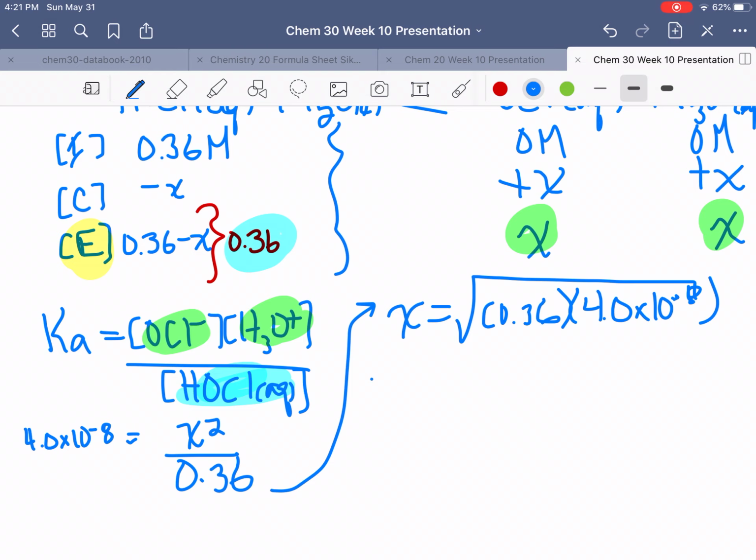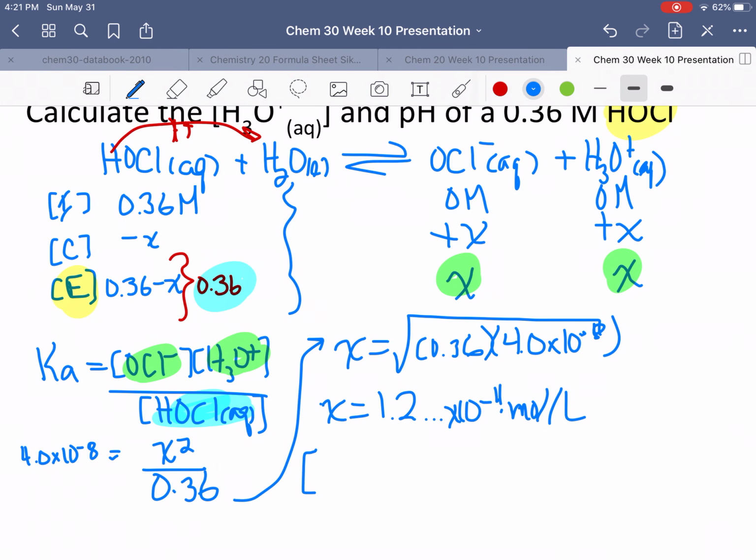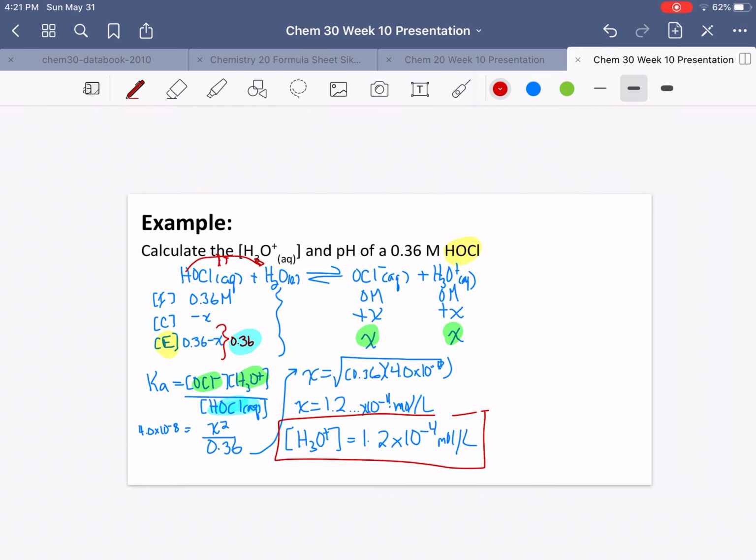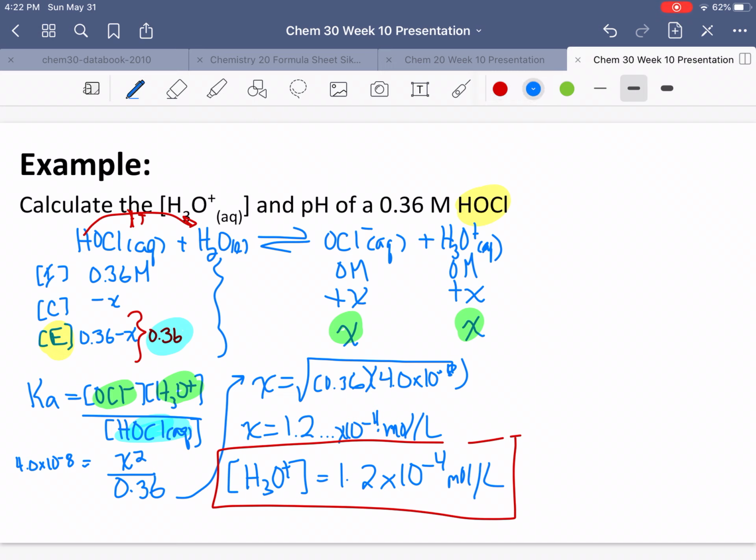Take the square root of it. X ends up being equal to the wonderful value of 1.2 times 10 to the negative 4 moles per liter. In other words, guys, X is hydronium, so let's get that part done. H3O plus, 2 sig digs, 1.2 times 10 to the negative 4 moles per liter. So really, an identical process to what we did on the previous question, right? Same. Last step, if you have hydronium, you can get pH, which is part of the purpose of this question.